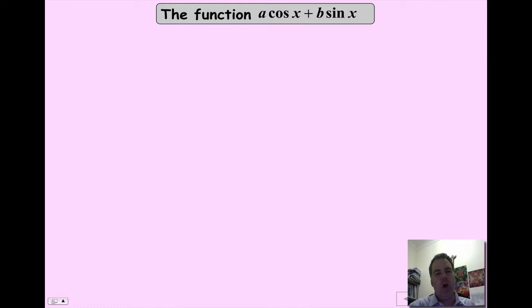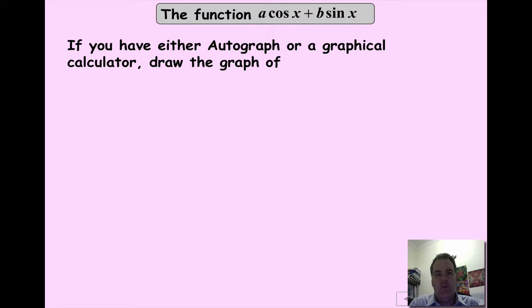Hi everyone, this video is dealing with a special little function that we've got in trig, a cos x plus b sin x. Often it's really handy to write trigonometric functions in this format, and so I'm going to take you through this last little bit in the trigonometry unit.